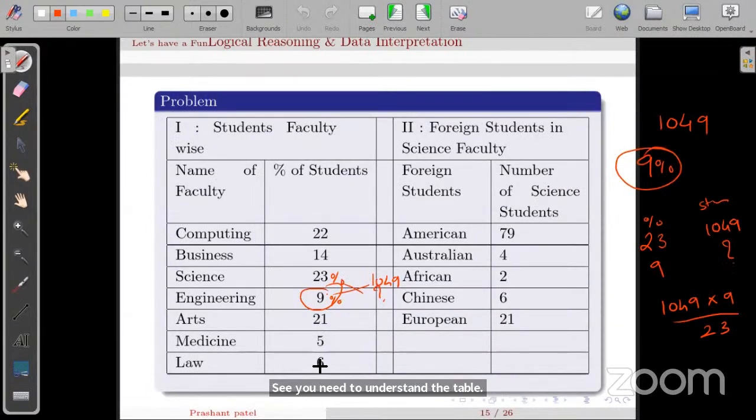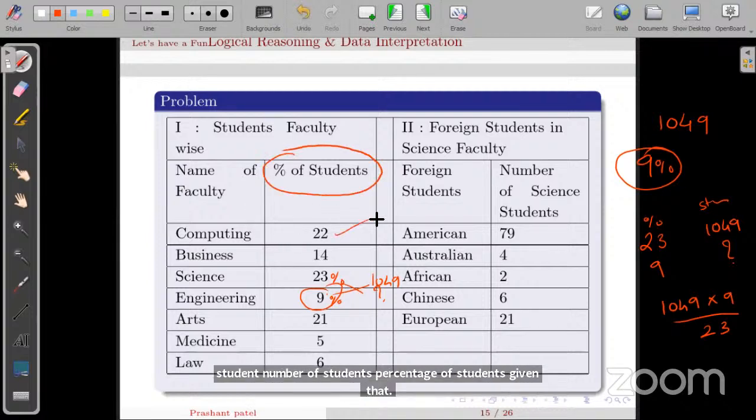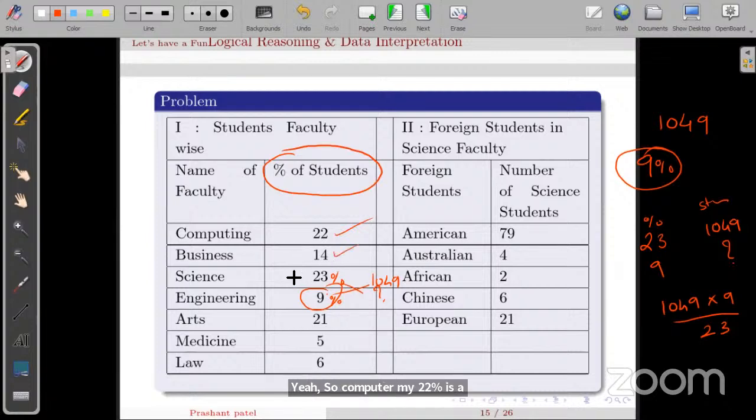ये जो परसेंटेज दिए हुए हैं ये होल स्टूडेंट्स, परसेंटेज ऑफ स्टूडेंट्स गिवन है यहाँ पे. तो कंप्यूटर में 22% है, बिजनेस में 14 है, साइंस में 23 है, इंजीनियरिंग में 19 है, आर्ट्स में 21 है, मेडिसिन में 5% है, लॉ में 6 है. That is given. Okay, and they have given one more extra situation, that in science there are 1049 students. That is the situation. Now 9% में कितने होंगे?